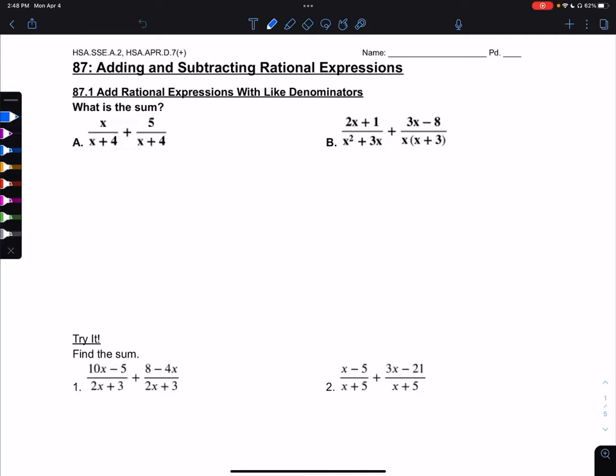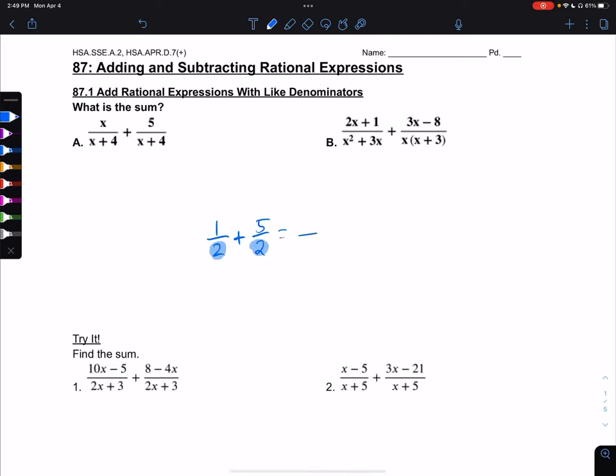Here we're going to look at topic 87, example 1, add rational expressions with like denominators. So the concept we're looking at here is the same as if we had fractions like this, where you have a common denominator. So the denominator here would be 2 and 2.